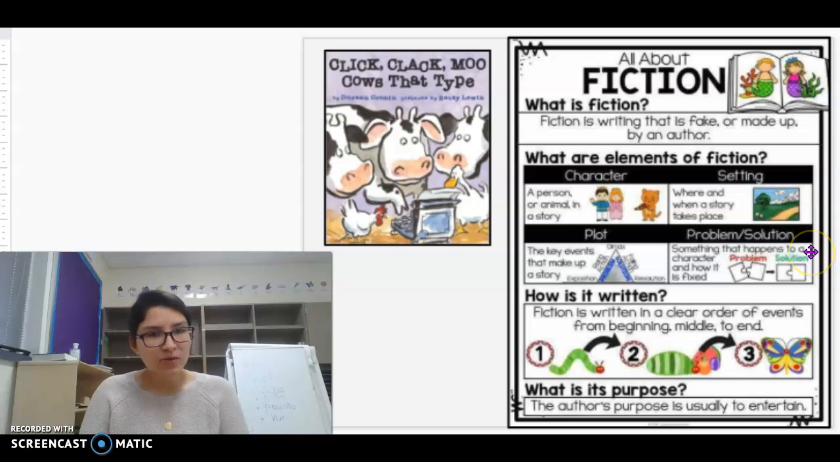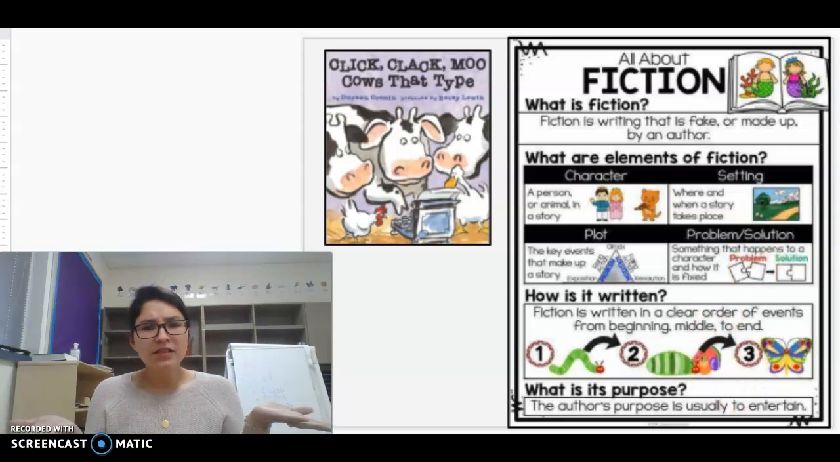Then how is the story written? How does the author write the story? Give you a moment to think about it. We've gone over this little example, so just think back to that example. All right, fiction is written in a clear order of events from beginning, middle, to end. That's plot, the beginning, middle, end, okay? The different ideas and events are organized, okay?